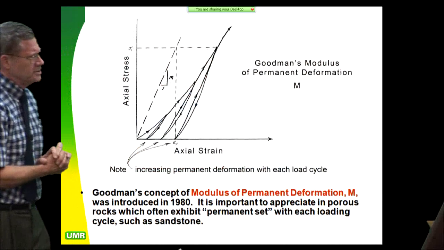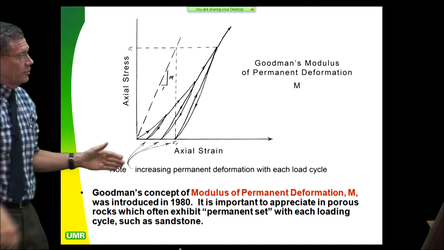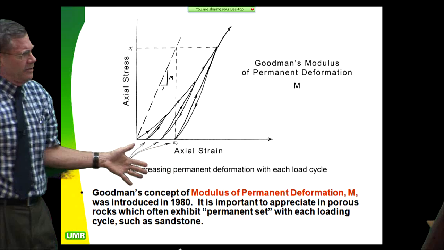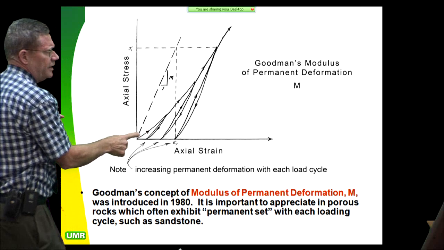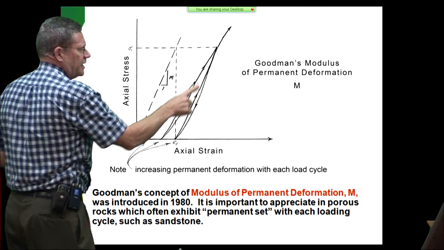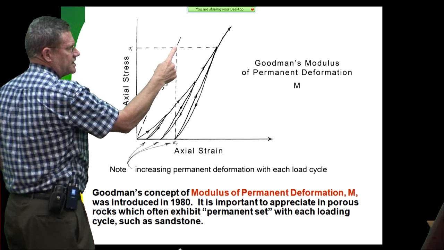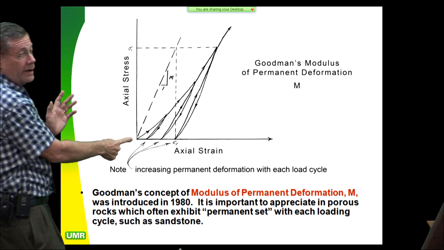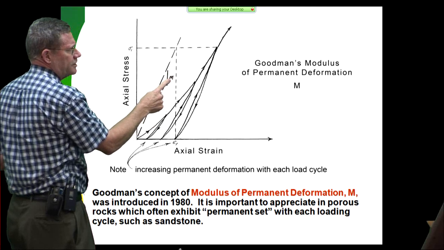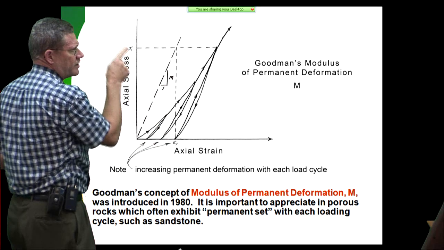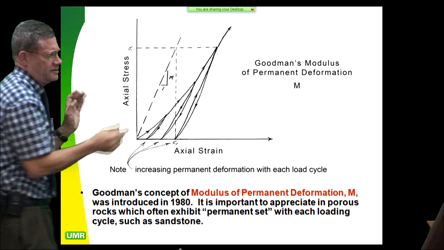Now, Goodman introduced the concept of modulus of permanent deformation in his textbook, Introduction to Rock Mechanics, in 1980. And I found this very, very useful in my practice. So what he's doing here is you run a full range curve, and you run these things up and down, and then you look at this permanent strain here, and you bring this up, bring that down. It's a very easy construction. You can program the computer to do it. And you have M here, which is the modulus of permanent deformation for the stress zone that you're going to be working in with your tunnel underneath the peak of Mont Blanc or something like that.